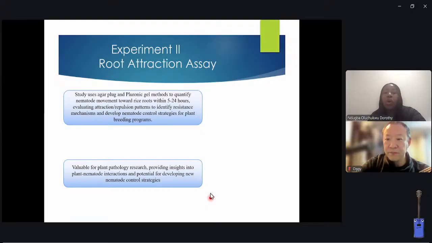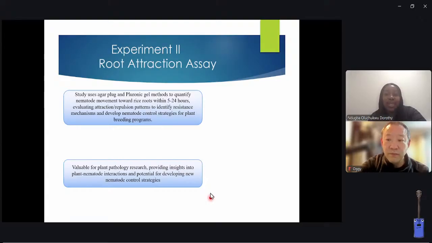Then fourthly, the screening resistance. That means we identify the plant varieties that are less attractive to this root knot nematode, right? And lastly, we do what we call testing control method. That is, we are evaluating the chemical or biological agents that interfere with host finding behavior. So these 5 reasons are the major reasons why we do this root attraction assay in nematode research.